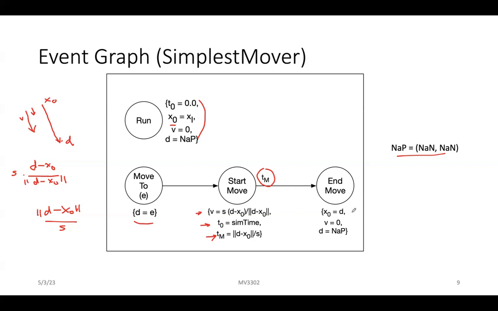And then when I finish moving, my last stop is the destination that I was going to. My velocity is 0 because we'll say we're going to be pausing, and now I don't have a destination anymore. So I'll set that to be not a point. And here you just need to be careful to do this before this.